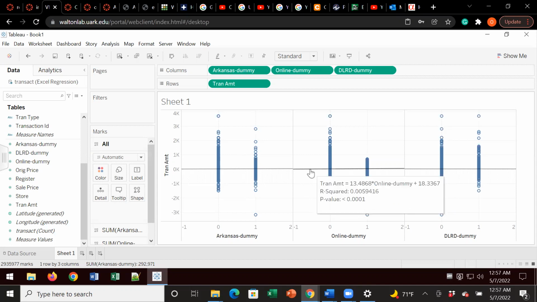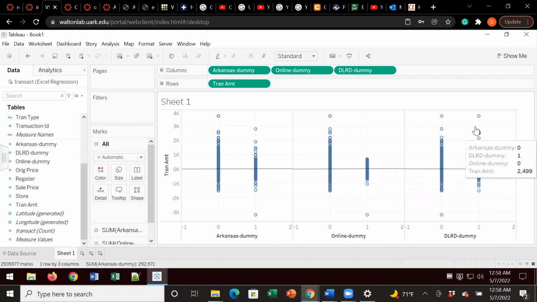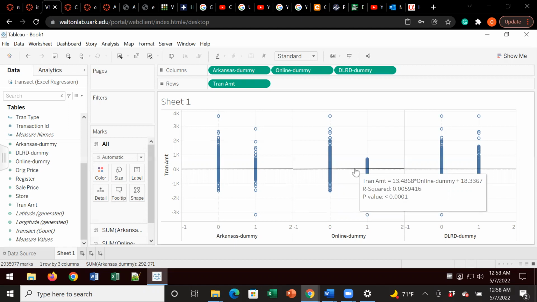For that reason alone, I'd probably go with the online dummy, because our p-values aren't too specific and they're all well below 0.05. I would also say this one, maybe because it has more of a concentration near the regression line. But it does have a few outliers, at least more than the online dummy, except for this one. Ultimately, I would probably go with the online dummy, because a lot of these transaction points are closer to the regression line, and the R-squared value is the highest.